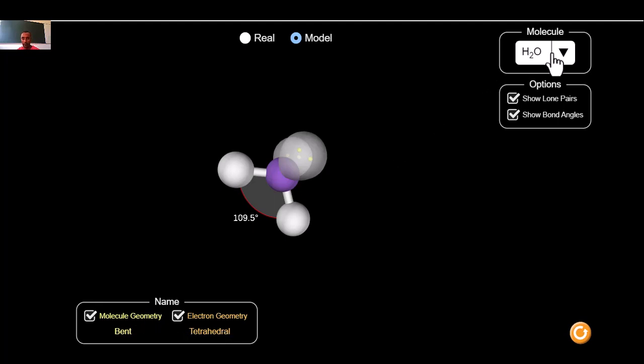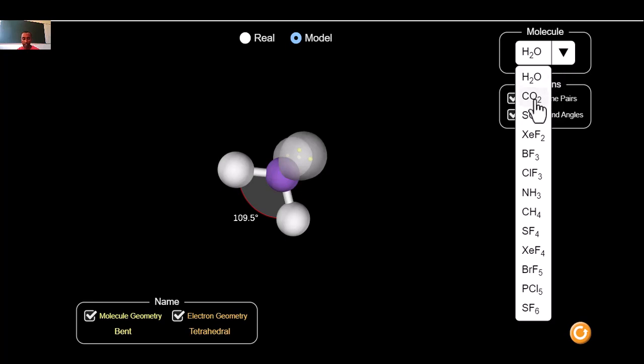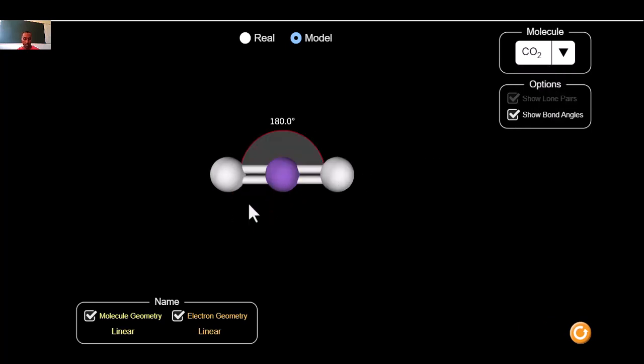Another example is carbon dioxide. The molecular geometry is linear and the electron geometry is linear because the number of atoms that surround the central atom and the electron groups that surround the central atom is equal. We have 2 atoms that surround the central atom and we have 2 electron groups, 1 electron group here, 1 electron group here. So there are an equal number of electron groups and atoms that surround the central atom, and the molecular geometry and electron pair geometry are similar.